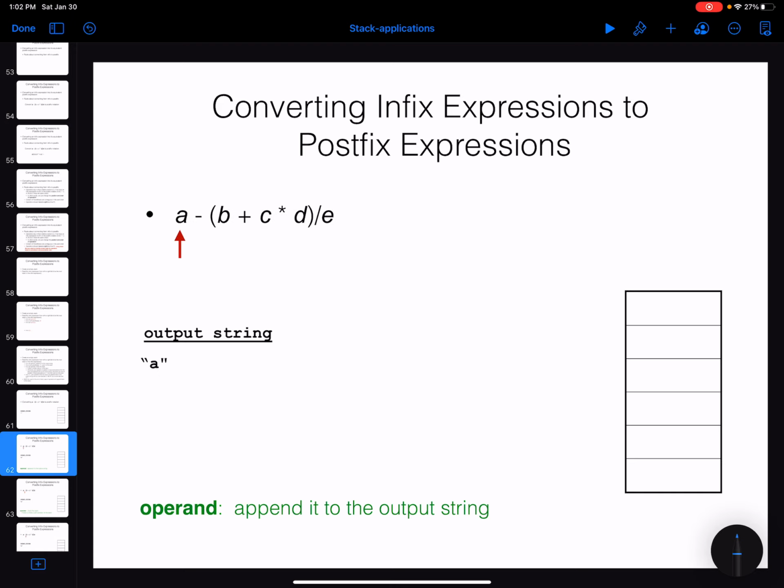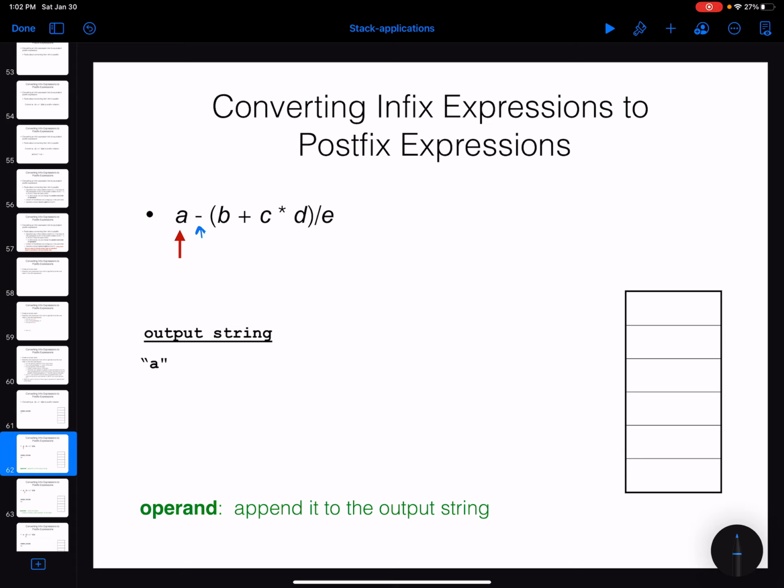So the output string here is going to be A. The next token to read is going to be an operator. Okay. So what if I see an operator? Should I write it down? Of course not. Why? Because you are actually converting from infix to postfix, right?